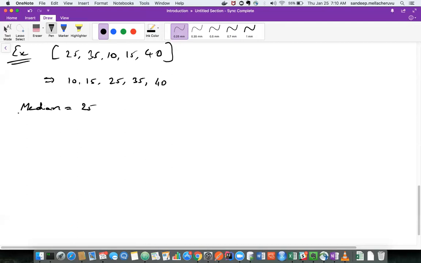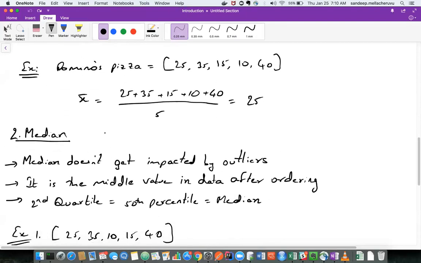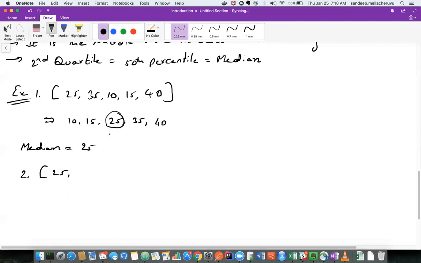It is always the middle value. But what if the number of values is not odd but even? In the earlier case, you took the middle value by taking out 2 from the left side and 2 from the right side. You took the middle value.